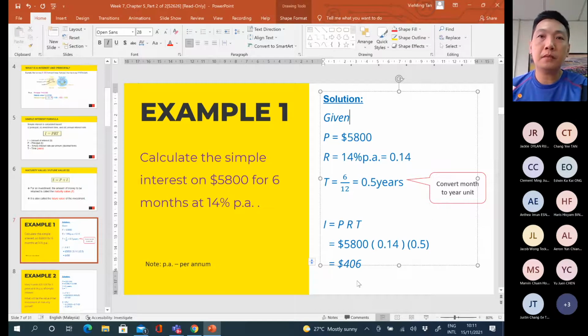Okay, so I stop for a while. Any question on example 1? So far so good. So you may find that actually the interest charge is based on principal, the original investment.